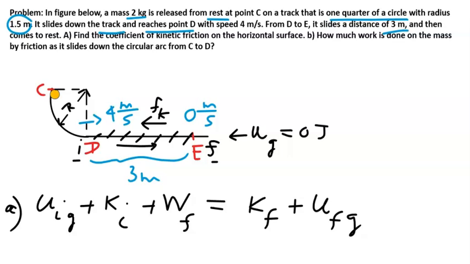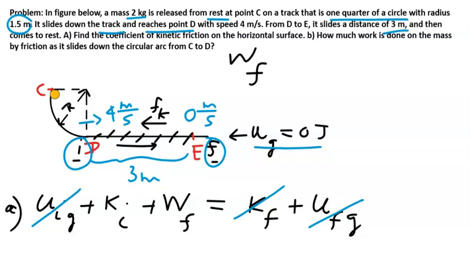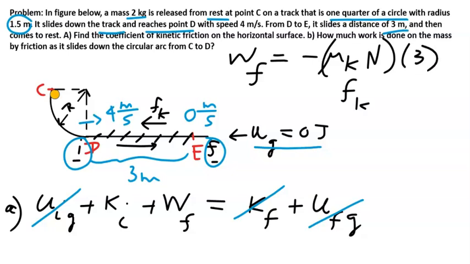However, we note that UIG is 0. UFG is 0 because both the initial and the final points are at the 0 joule level. Also, the object comes to a complete rest at point E, namely at the final point, so that goes to 0 as well. Another thing to note is that the work done by friction on the object as it moves is a negative work, and it's given by minus mu sub k times the normal force, so that is the kinetic friction, times the displacement. In this case, it's 3 meters.